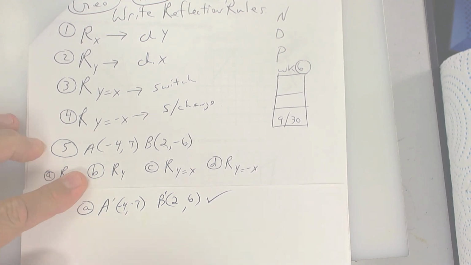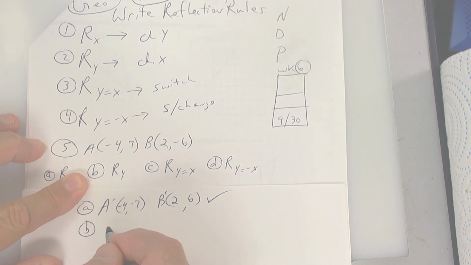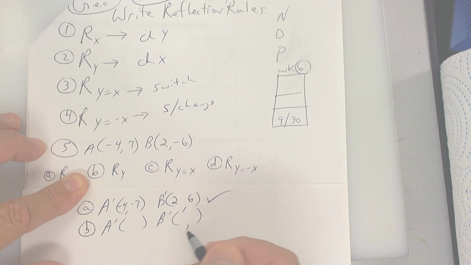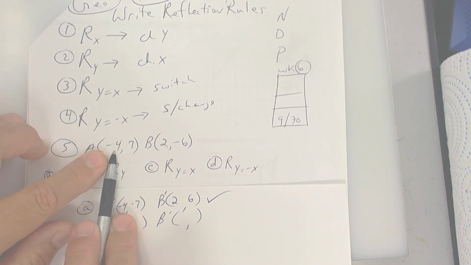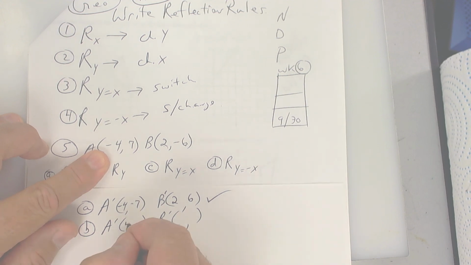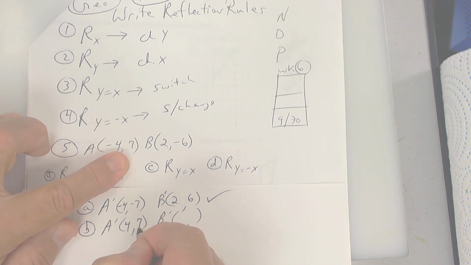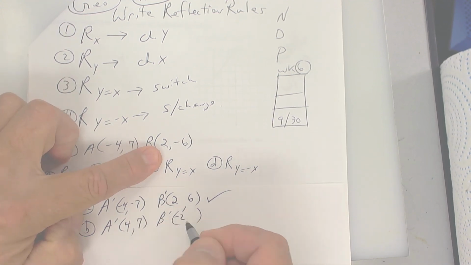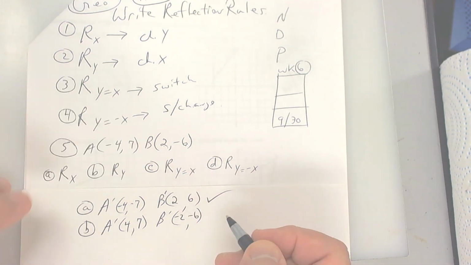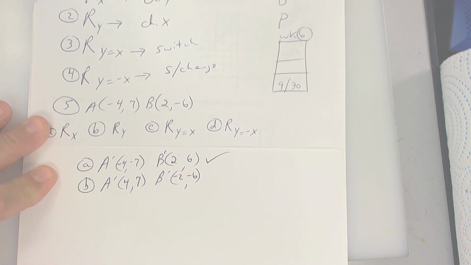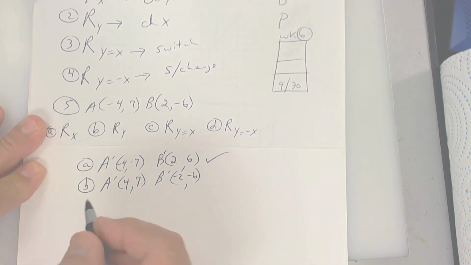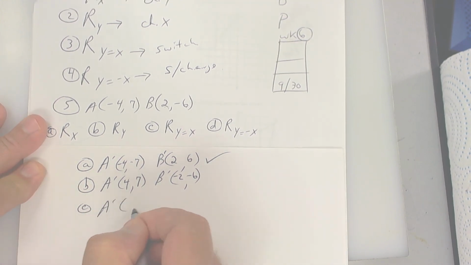Let's do B. Reflect over the y. Well, when you reflect over the y, you change the other one, which is x. So that here, the x changes. So that becomes 4, but the y stays the same. This becomes -2, but the y stays the same. There it is. We're not graphing these. We're just using the rules for reflection. Watch the next one. C. Put A prime, B prime.